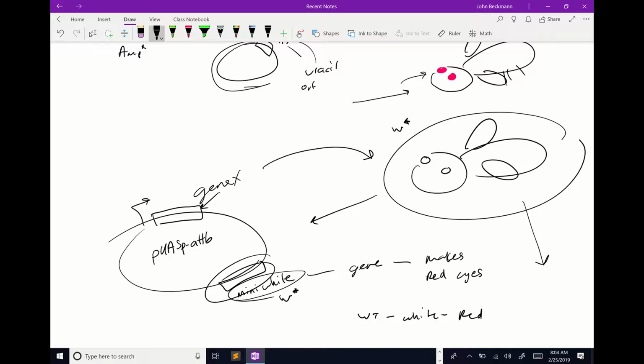So we complement, this is called complementation. We complement that mutation: when we insert our gene X from this plasmid, we're also inserting this cassette that's a mini-white gene, and then the eyes become red.